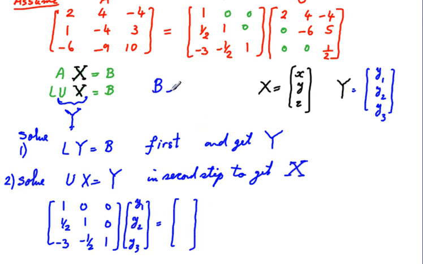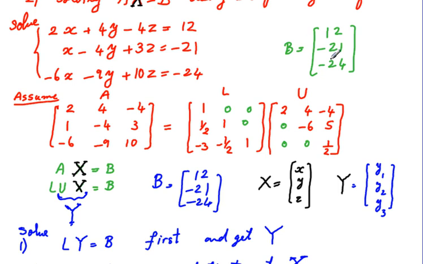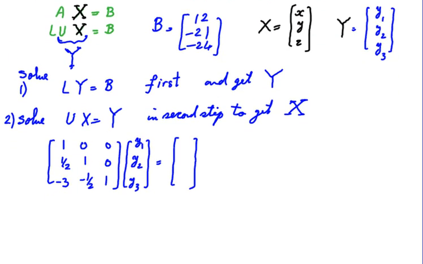Let me write it here. Again, B was my 12, minus 21, minus 24. That's the original right hand side we had here. I just wrote it again. So the right hand side that I have is this: 12, minus 21, minus 24. Well, is that a major challenge? As we write it out in the traditional format, we are going to see that solving this equation is actually very easy. Let's just write it in the traditional format.